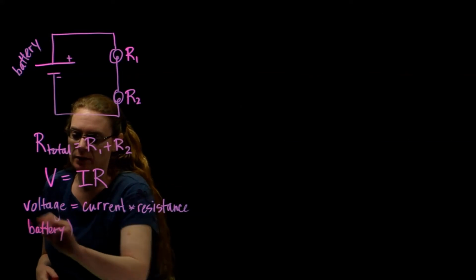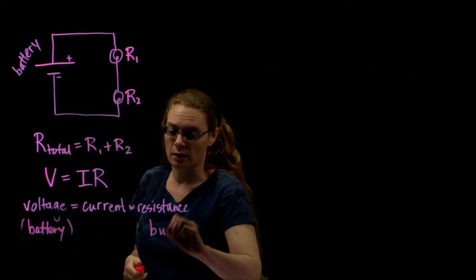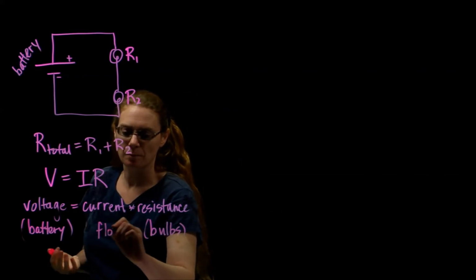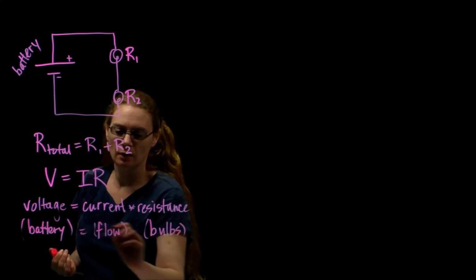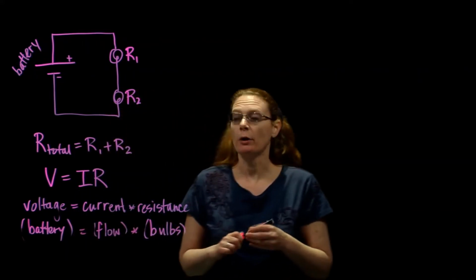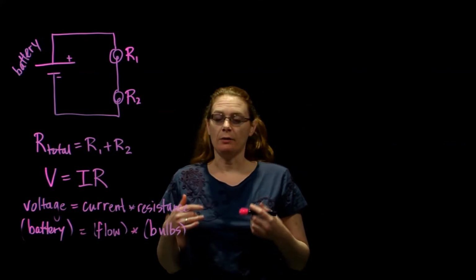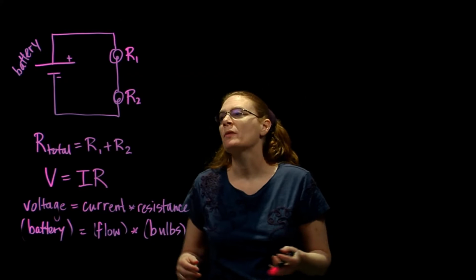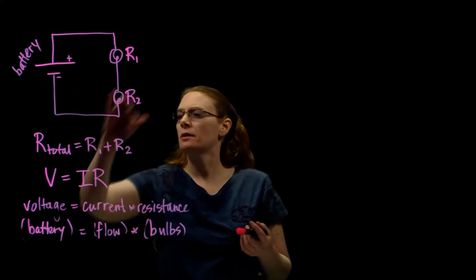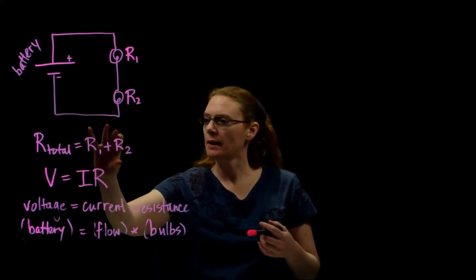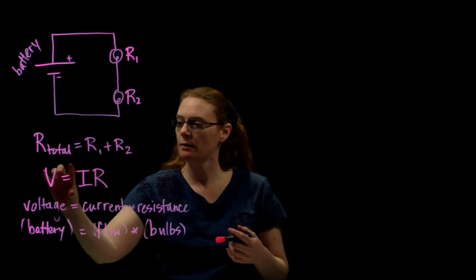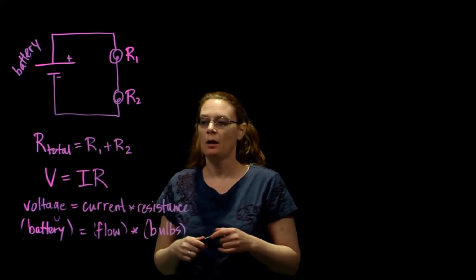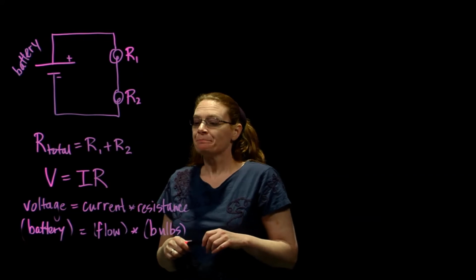And then we've got the resistors, which are the bulbs in our circuit. And then the current, that's the flow. That's how much the charges are flowing. We could have a lot of flow, we could have not much flow. In general, the more flow, the brighter the bulb. So we've got this circuit and we've got this idea for series, and this is true for pretty much everything we're going to be using for our circuits unit.